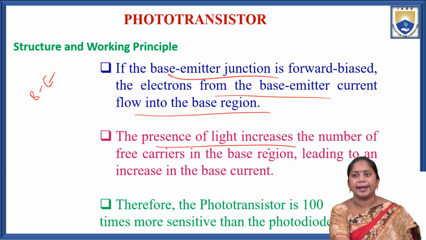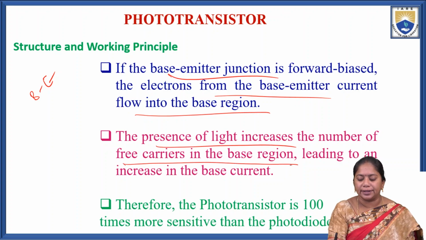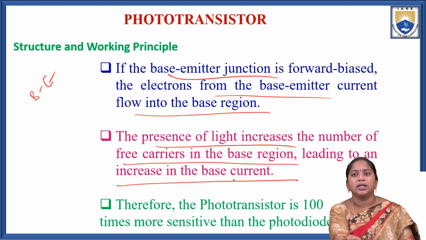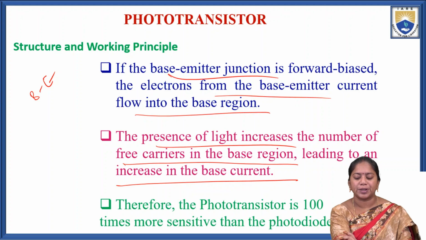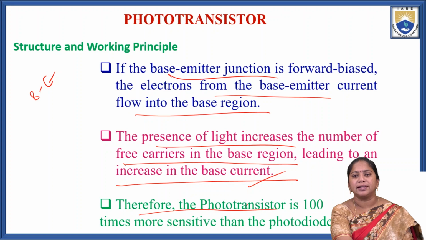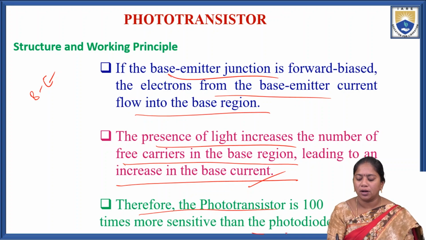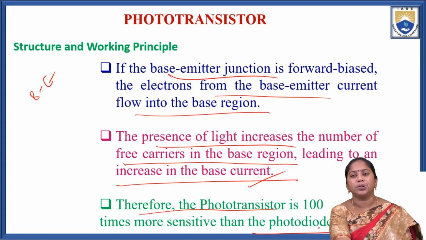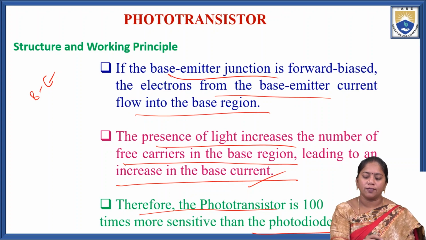The presence of the light increases the number of free carriers in the base region, leading to an increase in the base current. Therefore, the phototransistor is 100 times more sensitive than the photodiodes. When compared with the photodiode, the phototransistor is 100 times more sensitive.